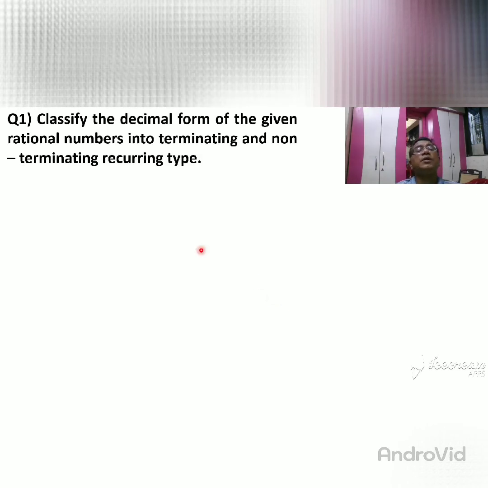So what is question number 1? Classify the decimal form of the given rational numbers into terminating and non-terminating form. Terminating means if you get remainder 0, then it is terminating. Remember, only if the remainder is 0, then it is terminating. If the remainder is not 0 and the division process continues, then it is non-terminating.